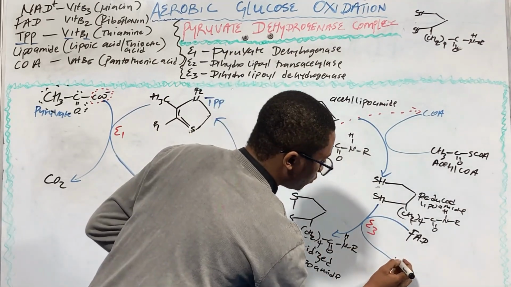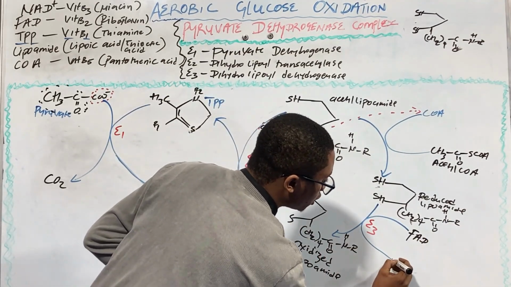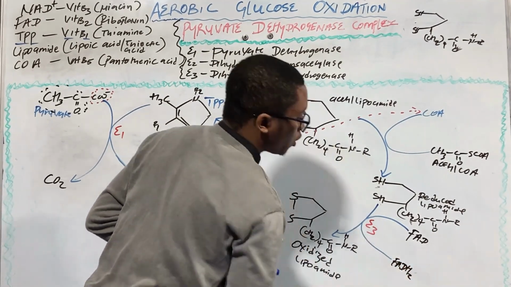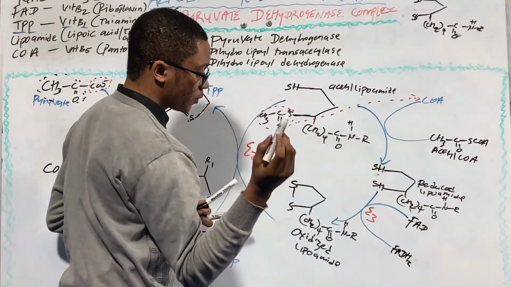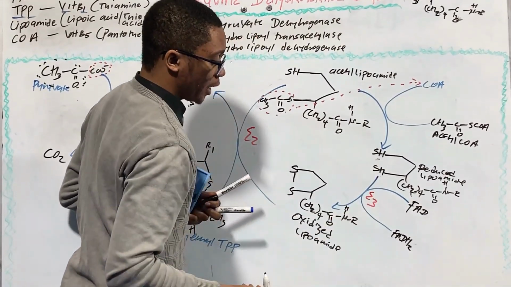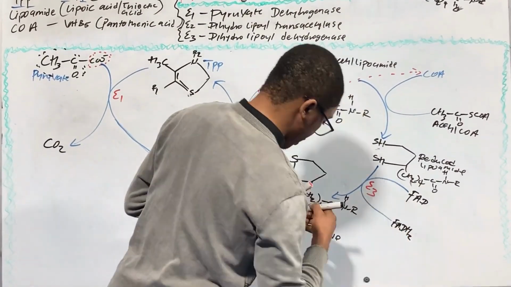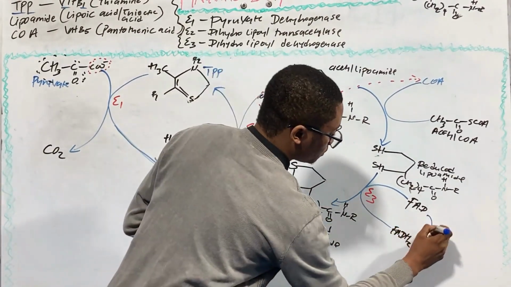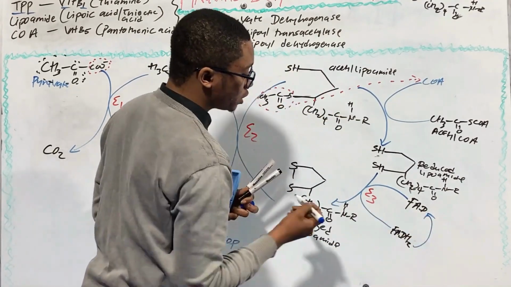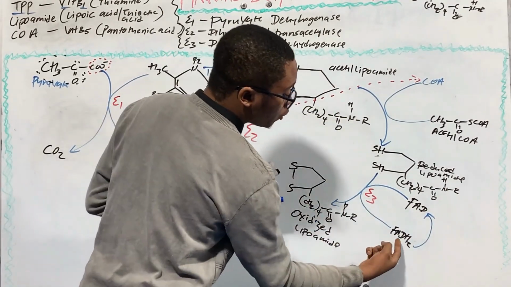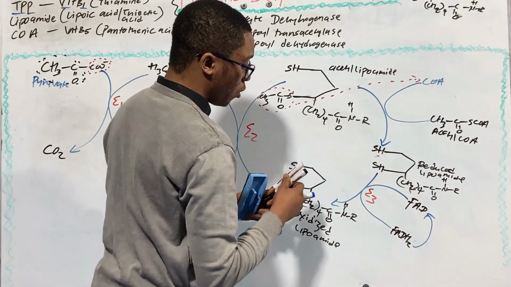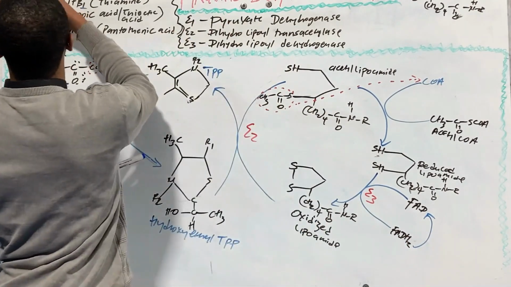So taking them now, it is reduced to FADH2, because it picked up two hydrides. So now it is reduced to FADH2. Now this FADH2 will transfer these electrons, or these two hydrogens it picked up, to NAD positive.